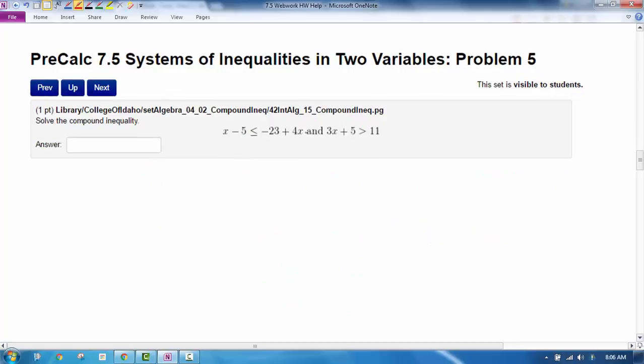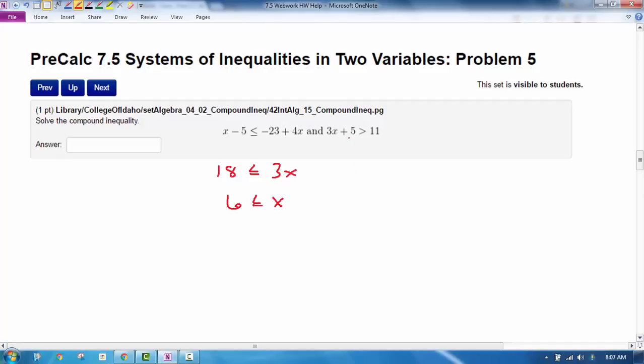Okay, the next problem: solve both of these, the compound inequality. We're going to add like terms again. I'm going to add 23 to both sides and then subtract x from both sides. And 18 is less than or equal to 3x. Divide both sides by 3, and you get x is greater than or equal to 6.